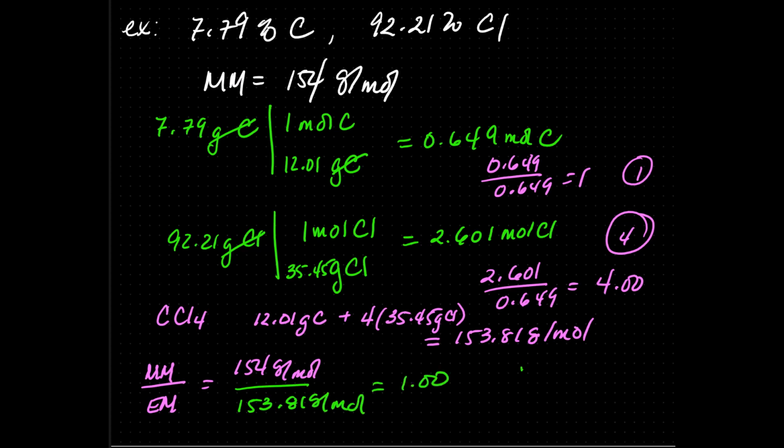So that means our empirical and our molecular are exactly the same. They are both CCl4. So the molecular formula is no different from the empirical formula. Follow the steps, solve for the empirical formula. Do not round. Carry 2 to 3 digits after. Do not round until the end. To find the molecular formula, do the ratio of the molecular formula mass to the empirical formula mass.